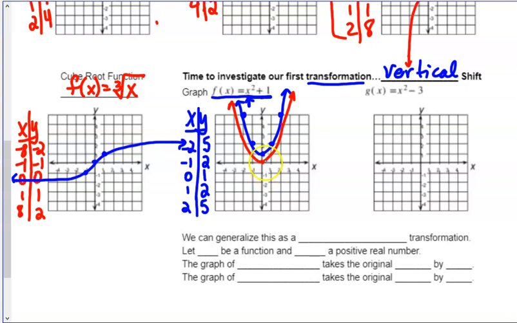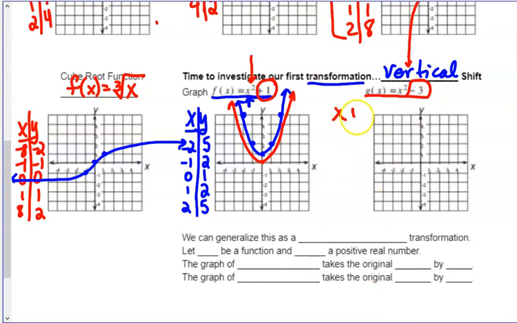The blue graph moved up by 1, and it moved up by 1 in all the points that I have there. So this plus 1 at the end tells me that the original graph, x squared, went up by 1. Now, let's see. Over here with g of x says I have x squared minus 3. So similarly, what do we think that this minus 3 is going to do to that function?